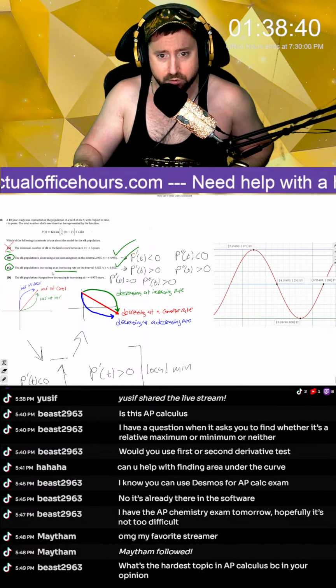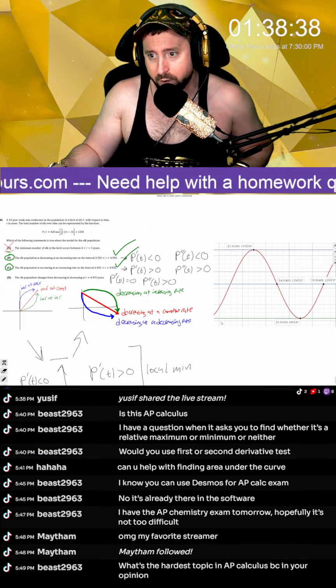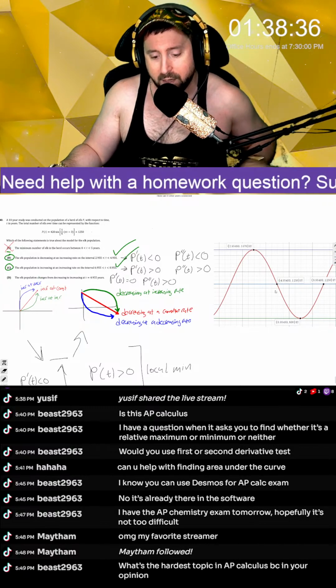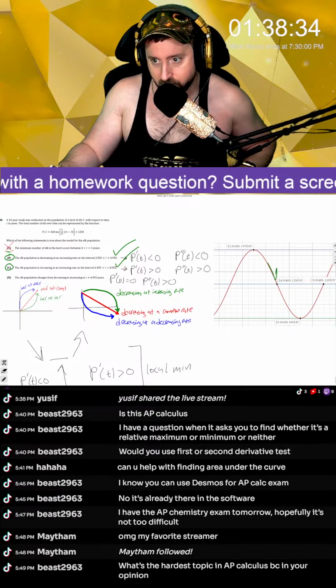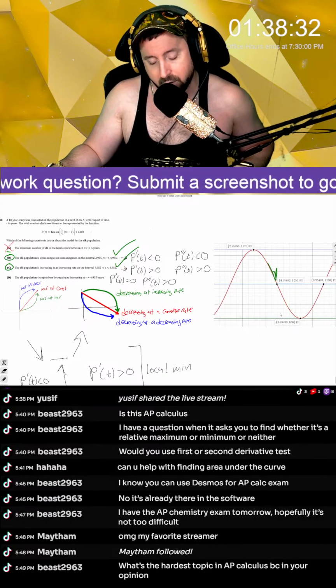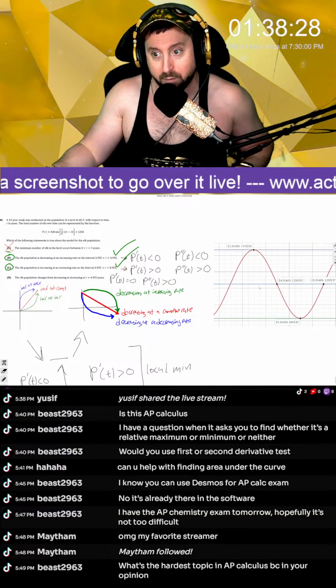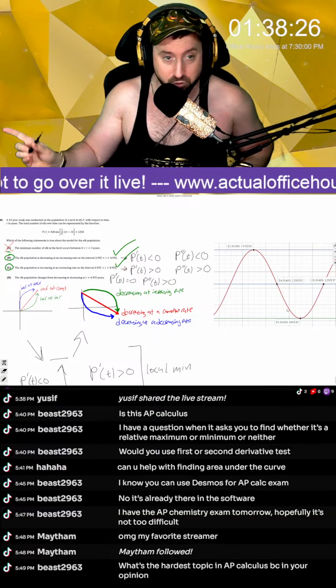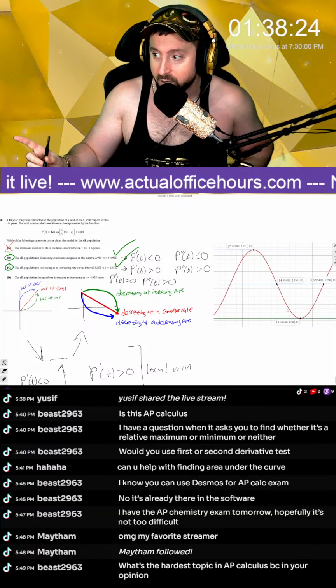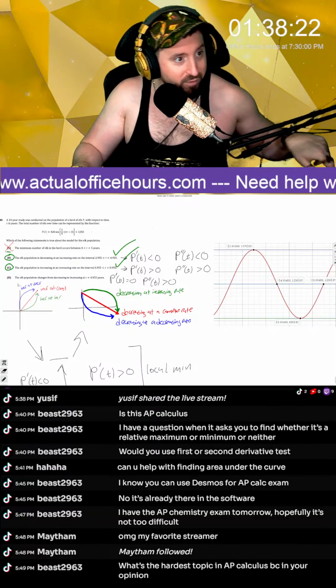The elk population changes from decreasing to increasing at 4.95. That's also false. It is still decreasing here. It is still decreasing here. The rate at which it's decreasing is changing from increasing to decreasing. That is true. But this one's false.